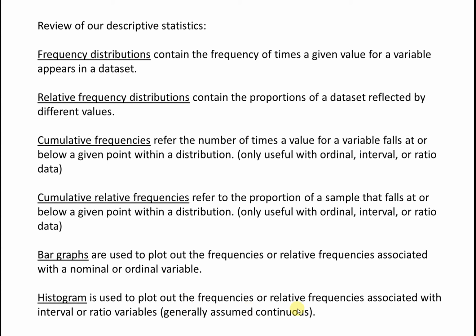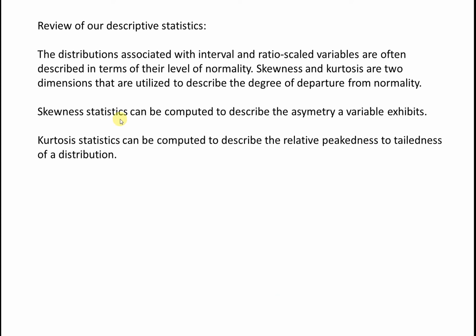variables, which are generally assumed to be continuous. The distributions associated with interval and ratio scaled variables are often described in terms of their degree of normality. So we refer to skewness and kurtosis to address those issues. Skewness statistics can be computed to describe the asymmetry of a variable, which helps us to assess normality, and kurtosis can be computed to describe the relative peakiness or tailedness of a distribution. So that concludes this basic overview on descriptive statistics.